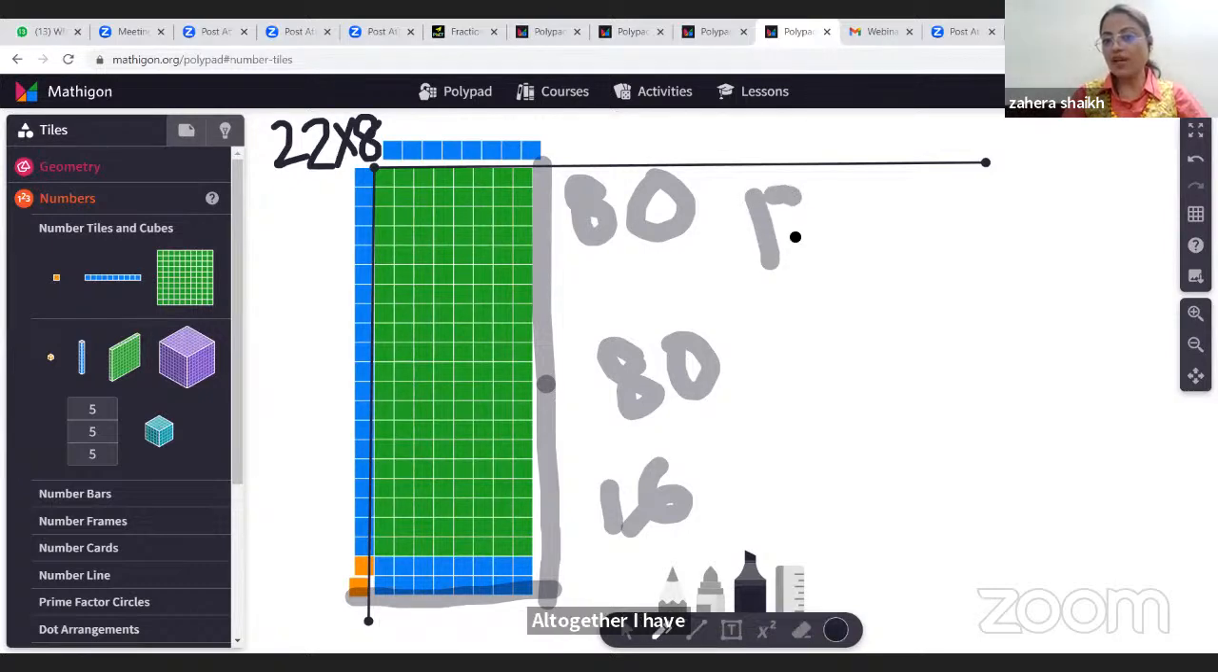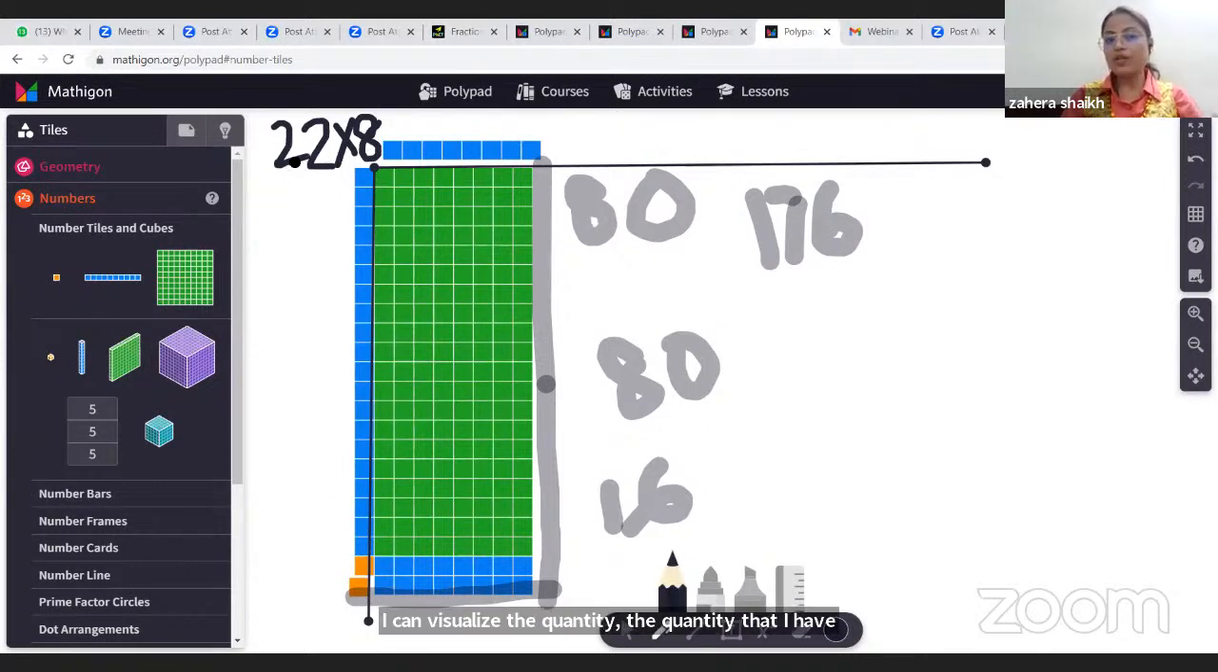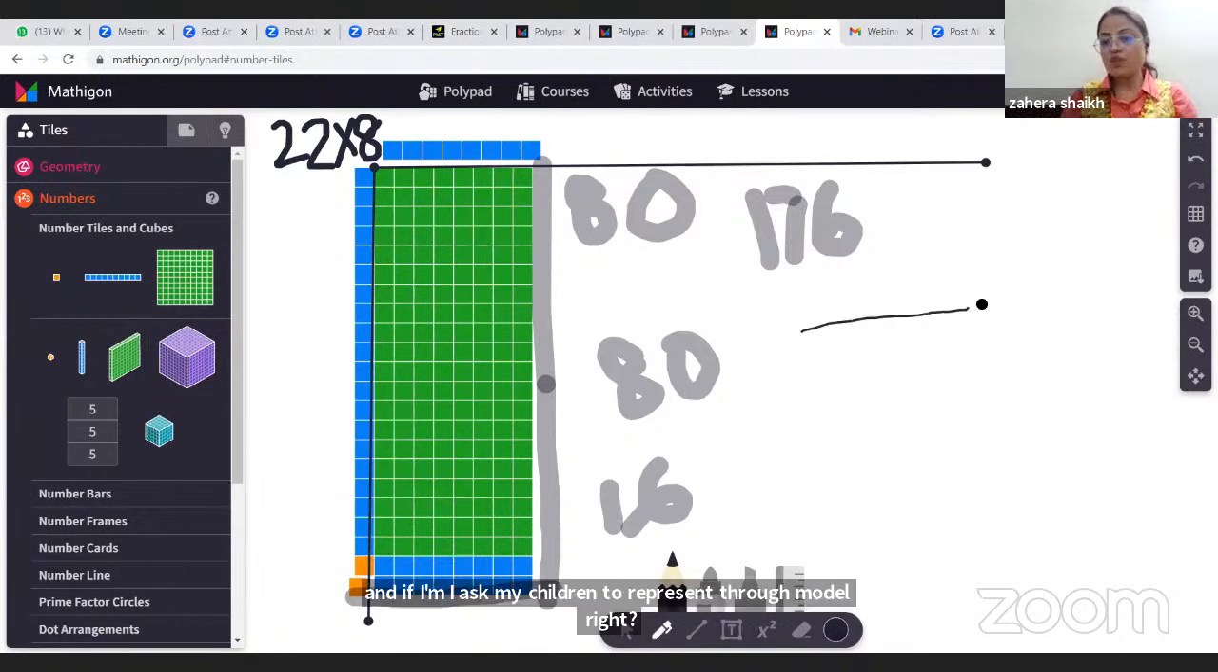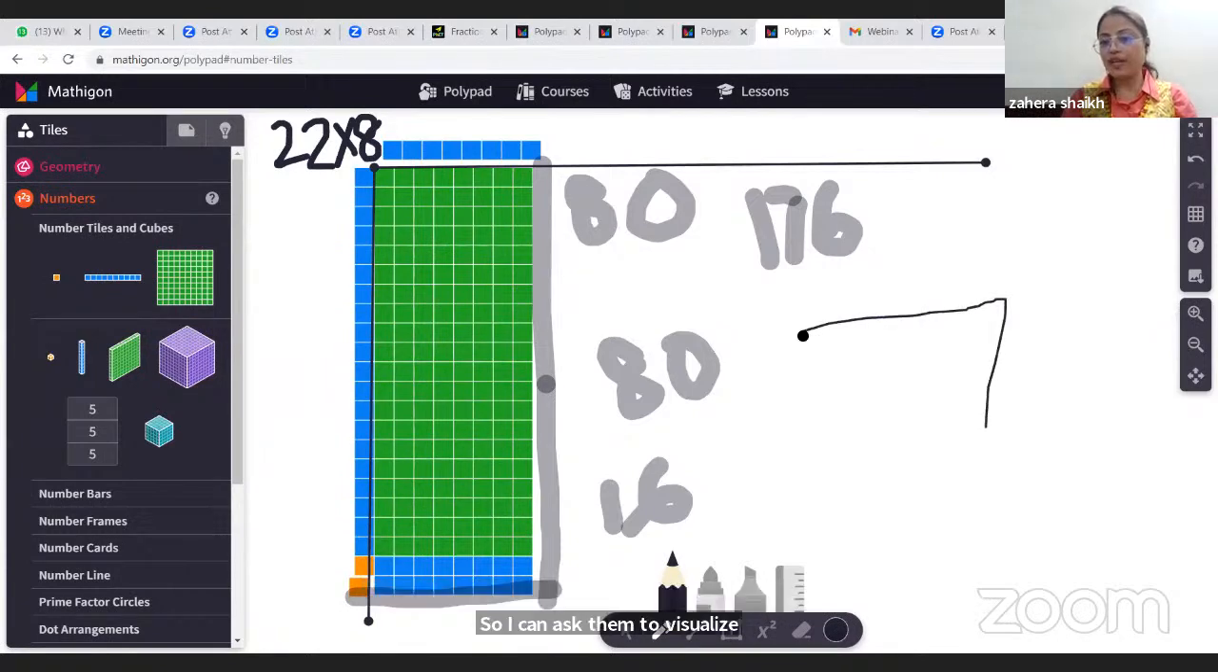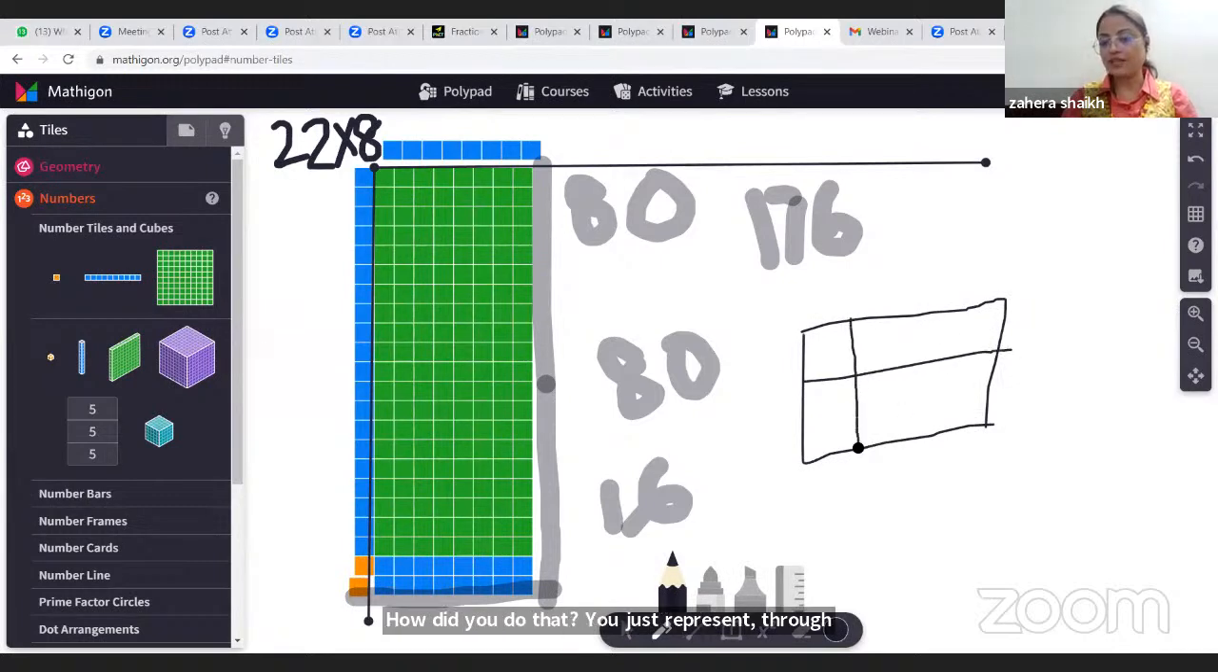So I can visualize my own work. I can visualize the quantification, the quantity that I have multiplied with. I know 22 into 8, but how is it going to look after multiplying? And if I ask my children to represent through a model, I can ask them to visualize. And how did you think, how did you do that? You just represent through pictorial form. So how am I expecting my children to do that?